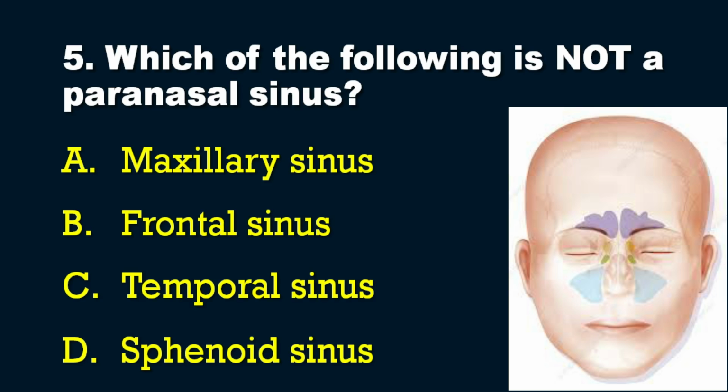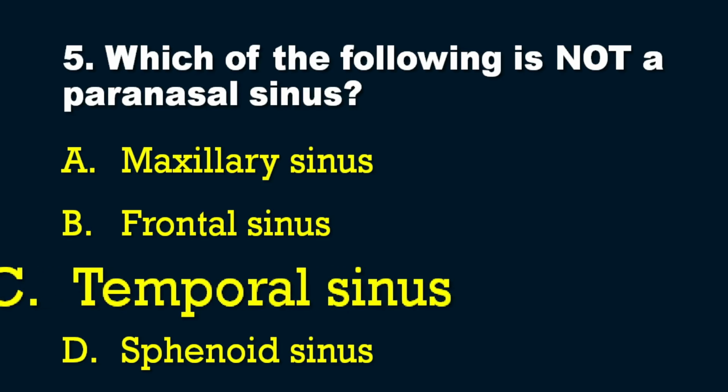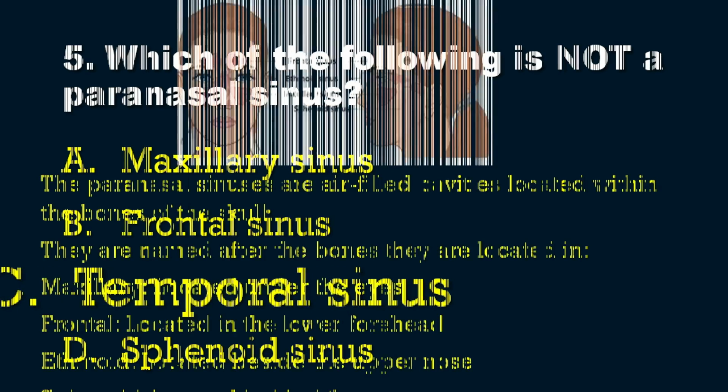Maxillary, frontal, temporal, sphenoid. Slightly confusing but easy question. The answer is definitely option C, that is a temporal sinus. So we will explain these paranasal sinuses with the help of a diagram.